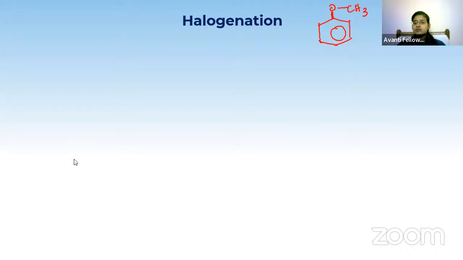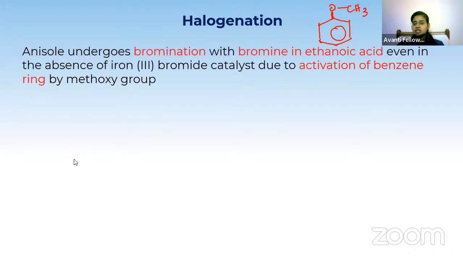Very good. It is not acetophenone, my dear Jabron. It is methoxybenzene, or you can call this anisole. Okay. So this anisole undergoes bromination. The halogen that I am going to take here is bromine.